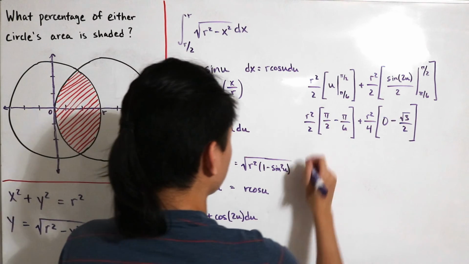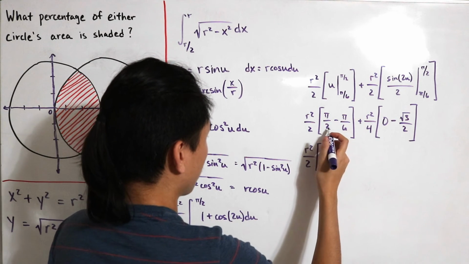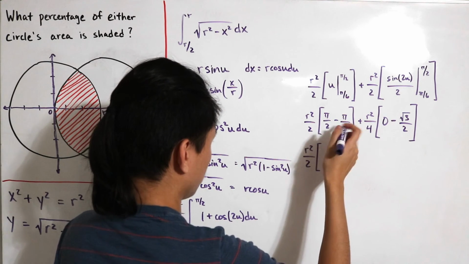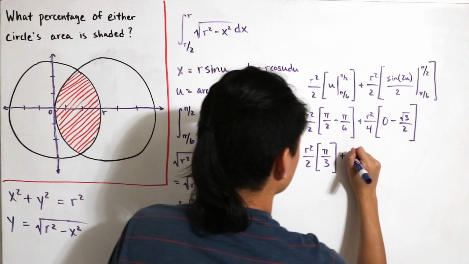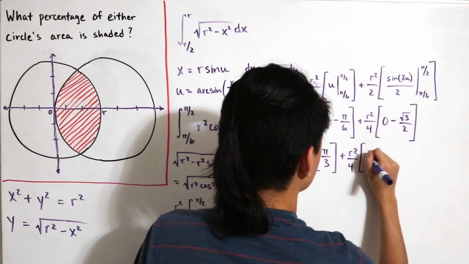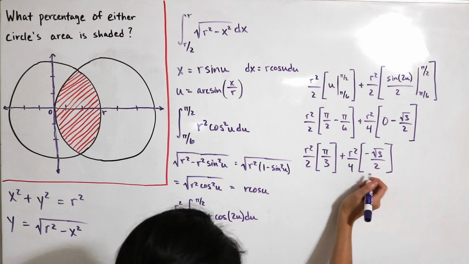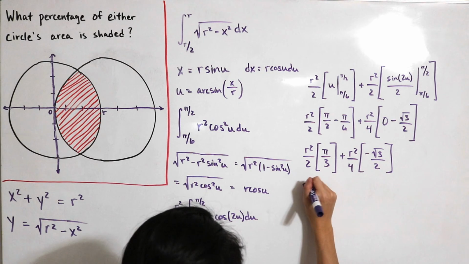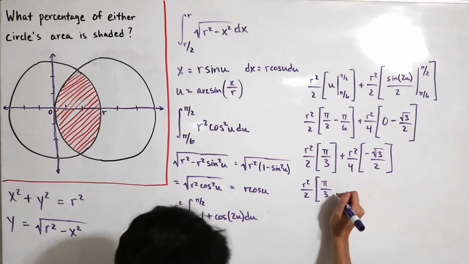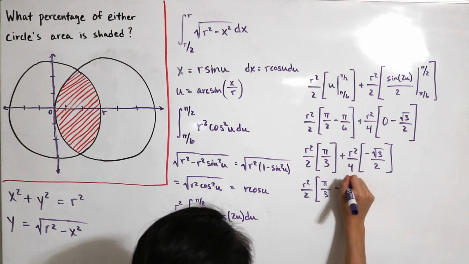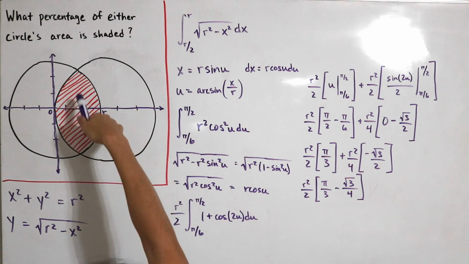And then we can do the calculation over here. So r squared over 2, inside here, if we get a common denominator, pi over 2 minus pi over 6 should be pi divided by 3. Then I can add this with r squared over 4 times minus square root of 3 divided by 2. Going further, I can factor out r squared divided by 2, so this is pi divided by 3, subtract square root of 3 divided by 4. Okay, so that's our area for the quarter region.